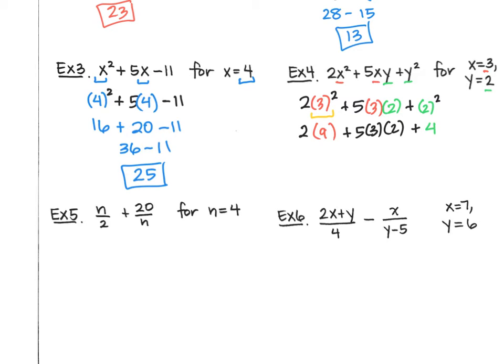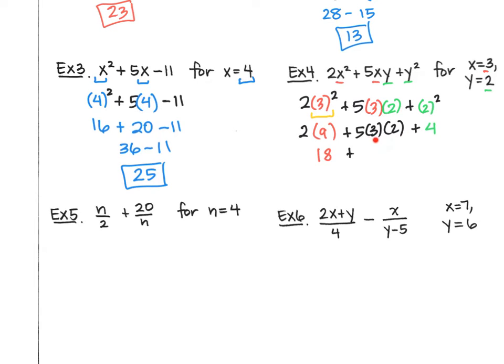Let's see, 2 times 9 is 18, plus, this is 5 times 3 times 2. I'm going to multiply all 3 numbers, and the order doesn't matter. So if I do 5 times 3, I get 15. 15 times 2 is 30. So it should be 30.